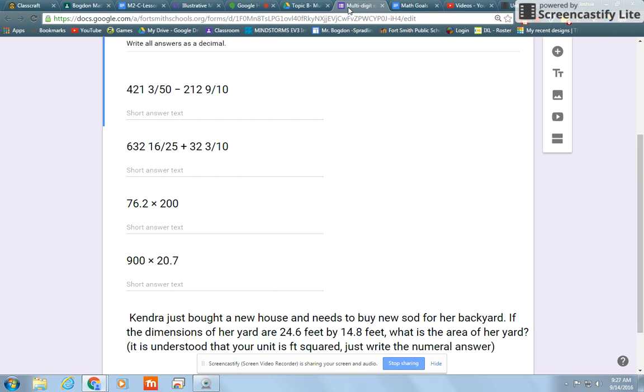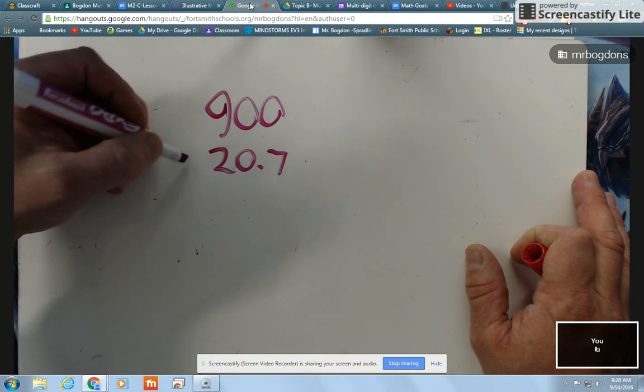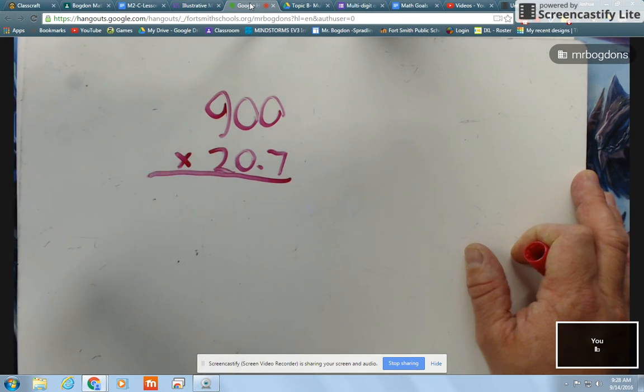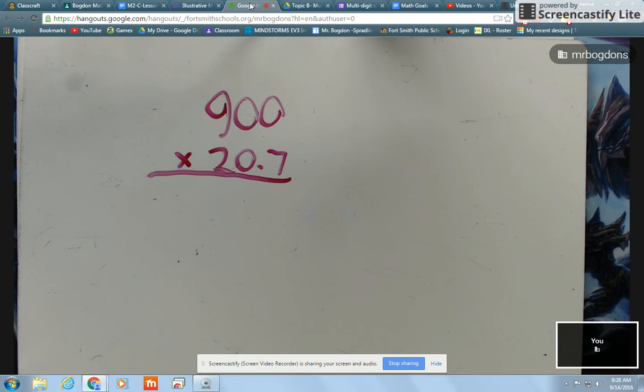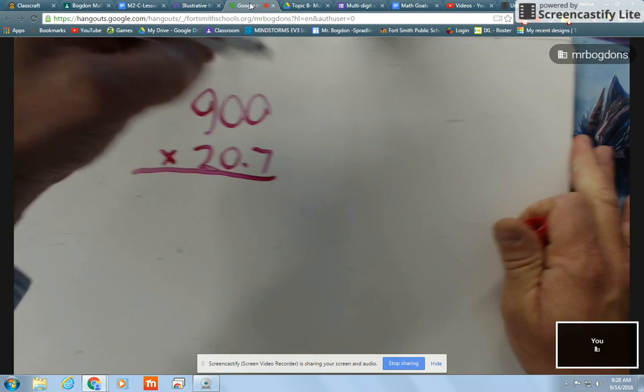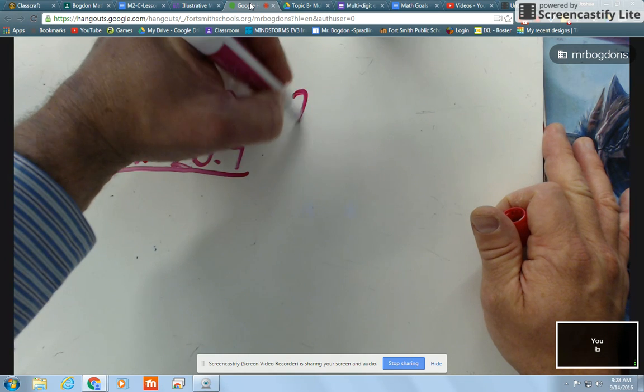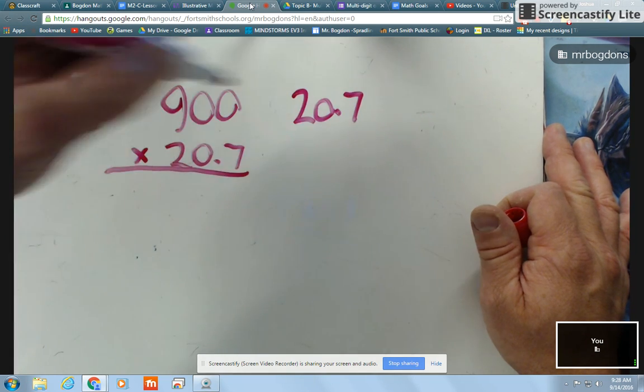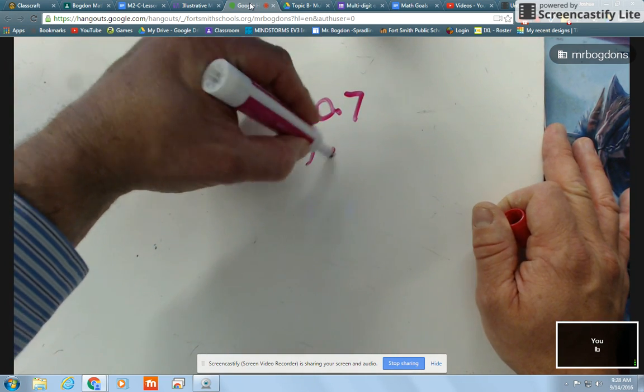All right. 900 times 20 and 7/10. Are we all writing that down? 900 times 20 and 7/10. Okay. You know what? Let me go ahead and flip these around just so I have fewer partial products. I'm going to put the more complicated number on top and the number with a bunch of zeros on the bottom.